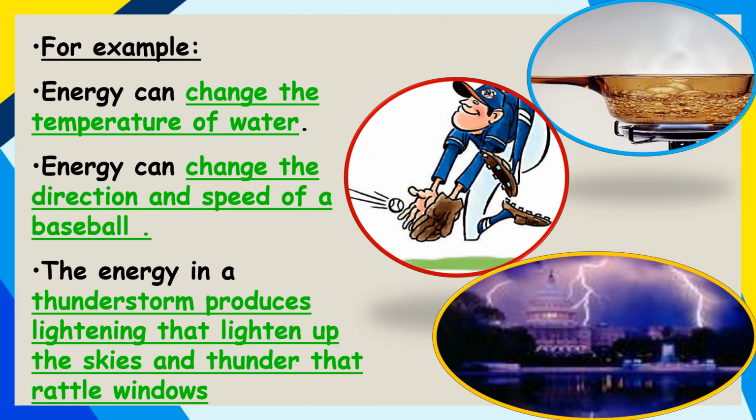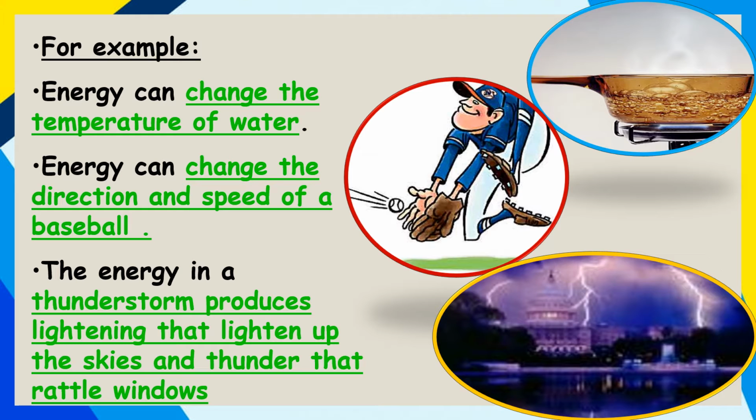Energy can change the direction and speed of the baseball. अगर if you are playing baseball or if you are playing cricket, what happens is the ball is coming in towards the batsman. ठीक है. When the batsman hits the ball means he's applying energy towards the ball. So ball starts to move in a different direction. So that is also an example of energy. So energy can cause change also in the direction and speed of an object.